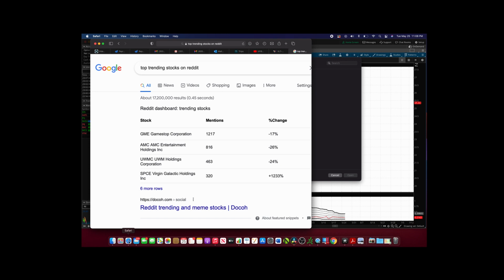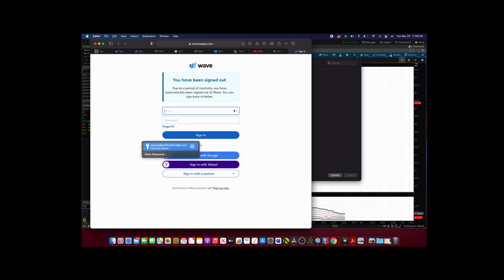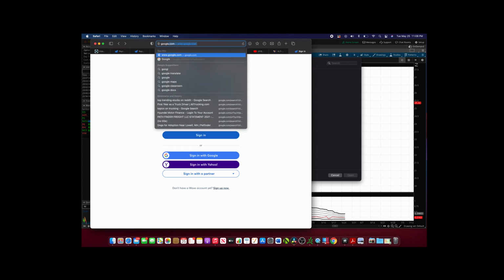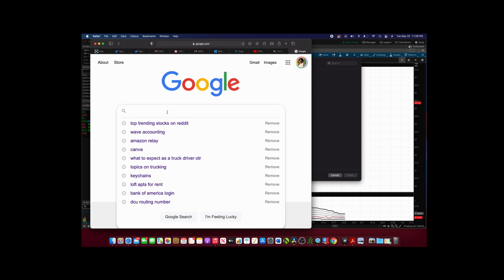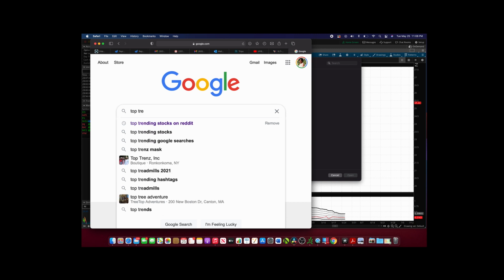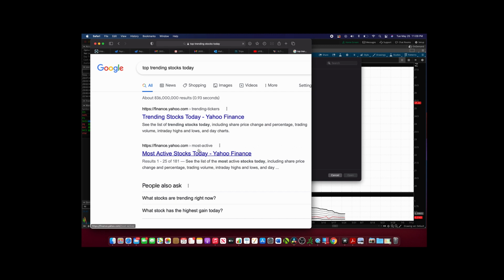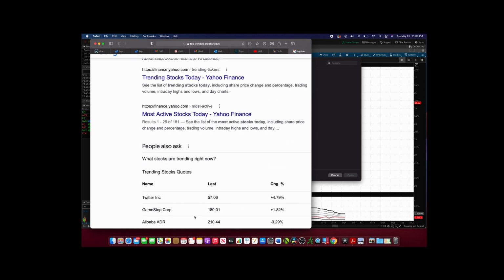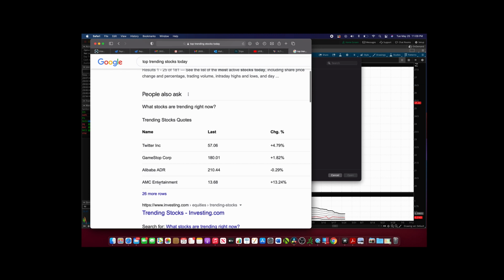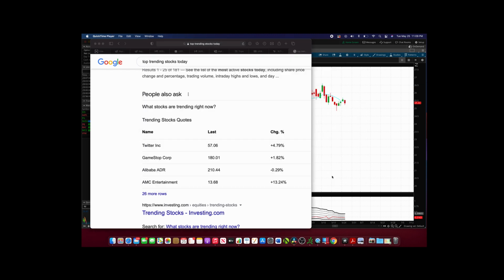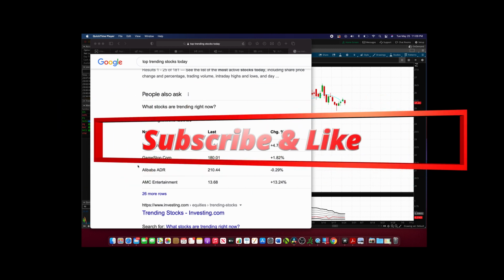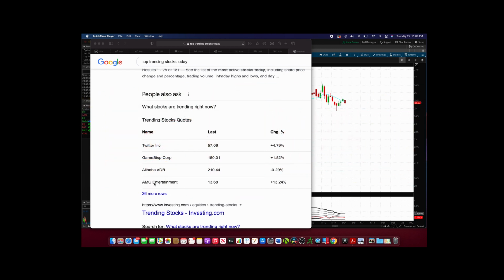let me just go on a normal Google search and ask for top trending stocks today. How basic can that be? What stocks are trending right now? Let's see. There's Twitter, there's GameStop, Alibaba, and AMC. Okay, that's enough. That's a good amount. So we can just go with this and see what Twitter has, what GameStop has, Alibaba and AMC.